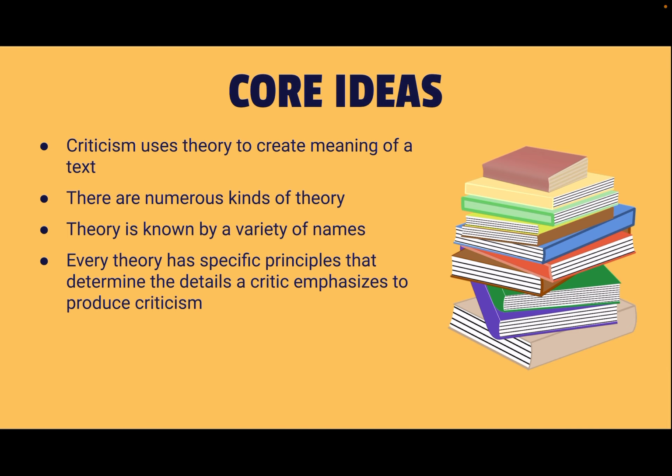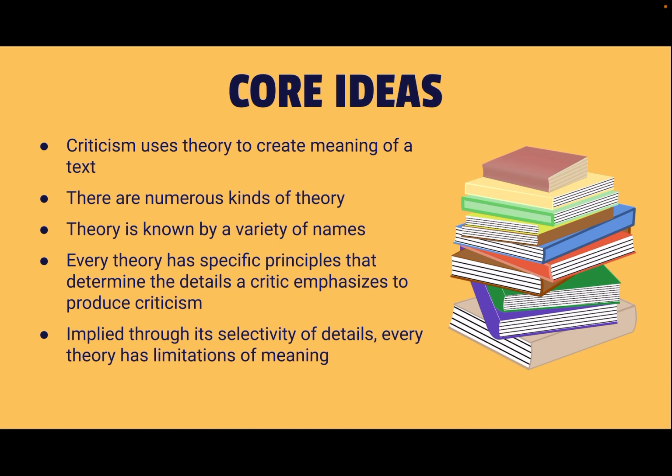And every theory has specific principles that determine the details a critic emphasizes to produce criticism. So again, you'll be focusing on very specific elements of each text when applying a lens. And again, it's implied through its selectivity of details. Every theory has limitations of meaning. And last but not least, and I know I've already said this, we apply theory. The author does not use theory. We, the critics, we, the readers, we apply theory.